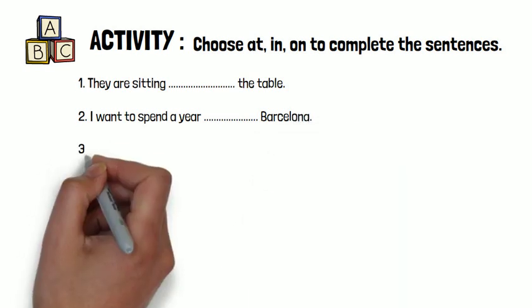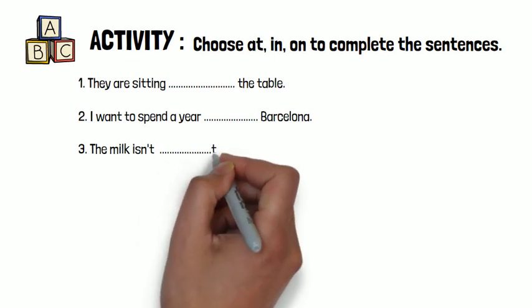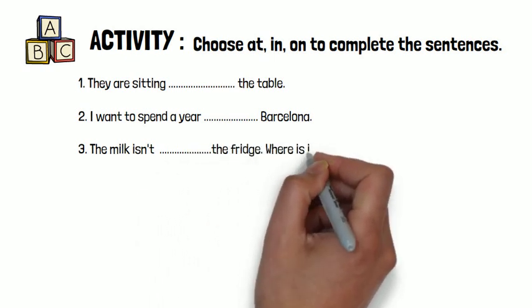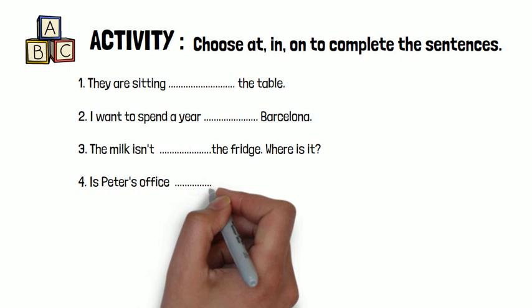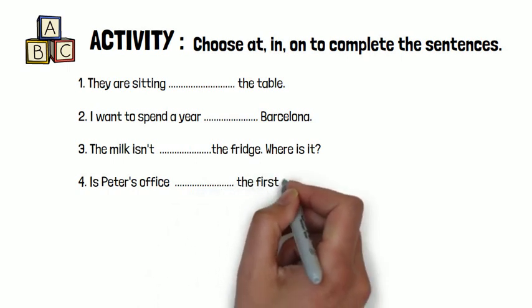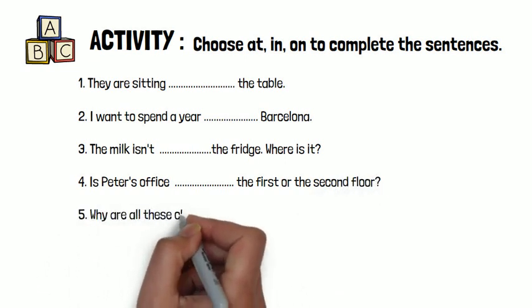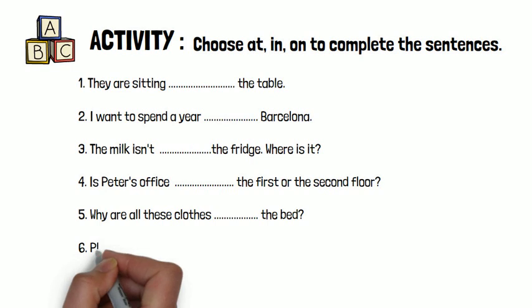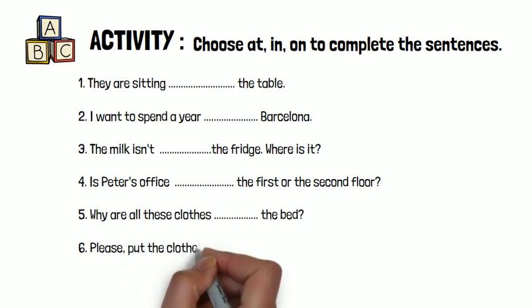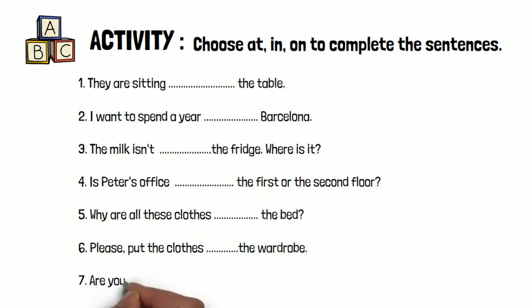I want to spend a year Barcelona. ماذا نستعمل؟ The milk isn't the fridge. Where is it? ماذا نستعمل هنا؟ Is Peter's office the first or the second floor? ماذا نستعمل؟ Why are all these clothes the bed? What do we choose here? Please put the clothes the wardrobe. Are you home?